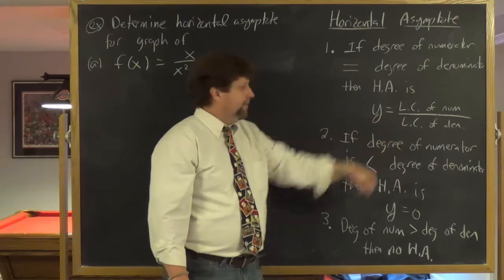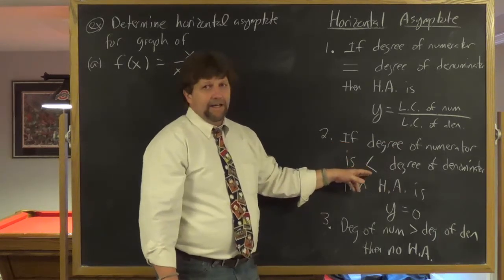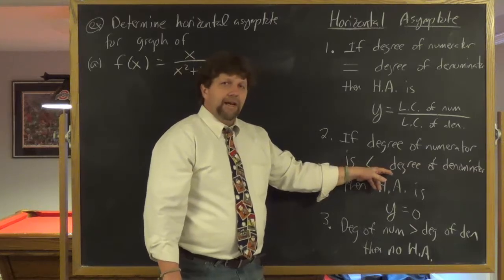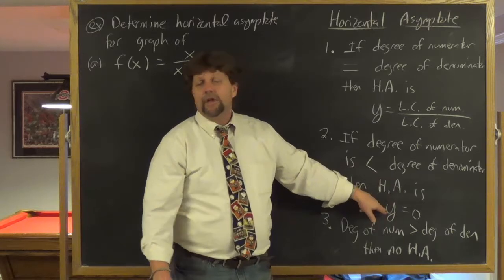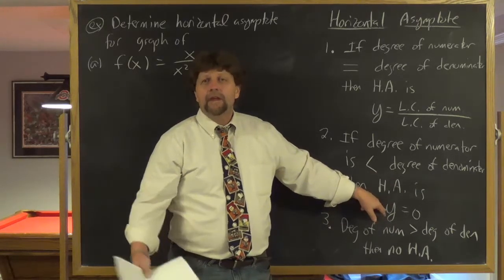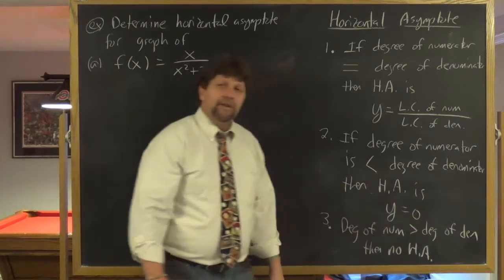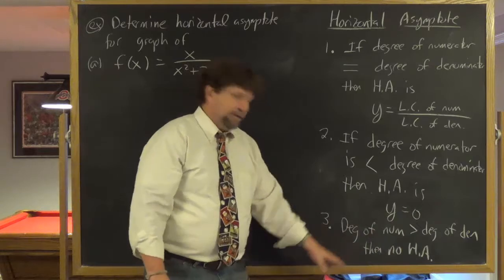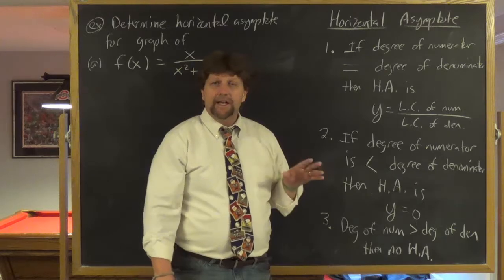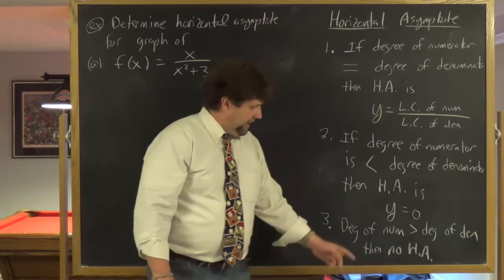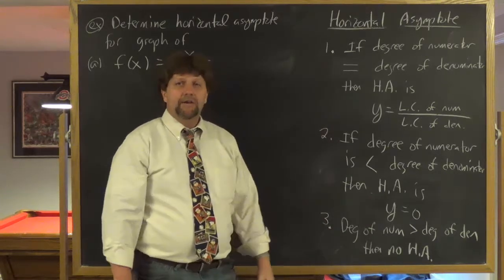It's pretty straightforward. Case number 2, if the degree of your numerator is less than the degree of your denominator, then the horizontal asymptote's the line y equals 0. That's also known as the x-axis. And then case number 3, if the degree of your numerator happens to be larger than the degree of the denominator, in that case, you're not going to have a horizontal asymptote. It just doesn't exist. There'd be something called a slant asymptote or an oblique asymptote, and I'm not going to worry about that. I'm concerned with my horizontal asymptotes.